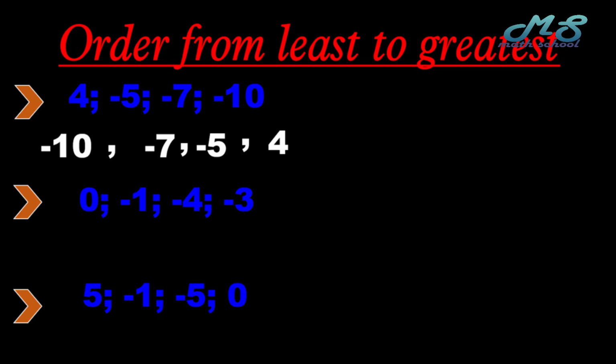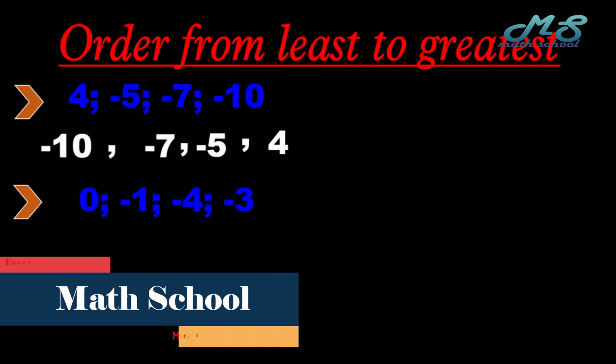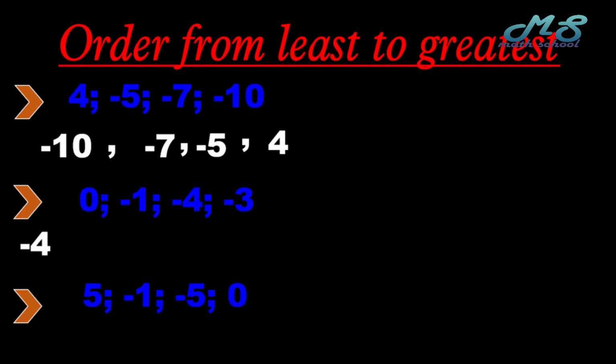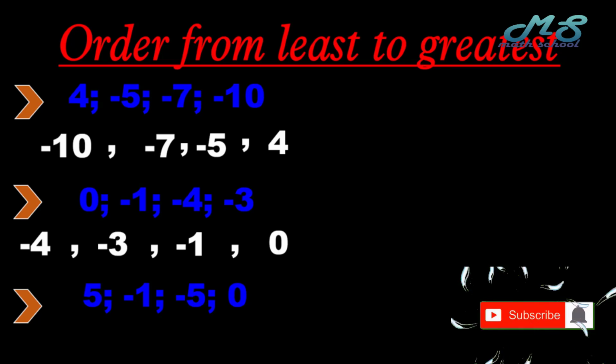Next, 0, negative 1, negative 4, negative 3. Which number here is the smallest? The smallest one is negative 4. Why? Because all these numbers, 0, negative 1, negative 3, are lying at the right of negative 4. So we will start with negative 4, followed by negative 3, followed by negative 1, and 0 here is the greatest one. We studied before that 0 is greater than any negative integer.